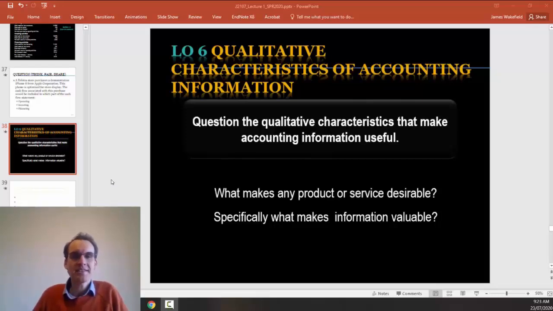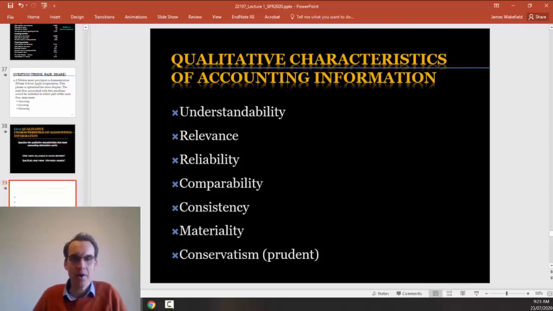Okay, so let's have a look at these qualitative characteristics and understand the different ones. These are the ones we have here, and you can read these in more detail in your textbook, but I'll go through them briefly now to give you a brief overview of what they mean.